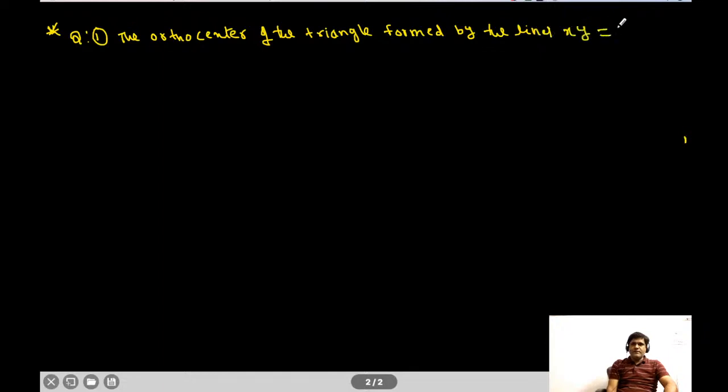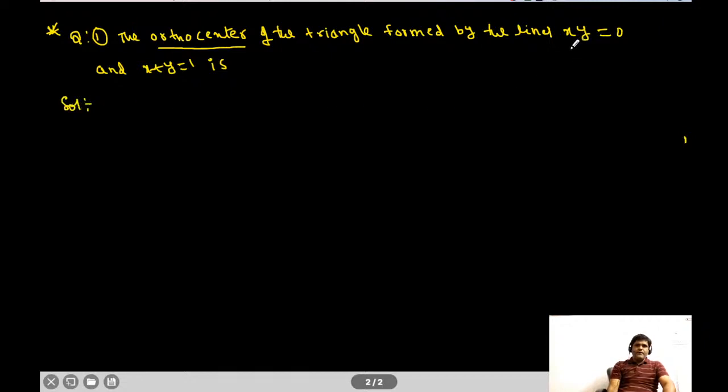The orthocenter. First question: the orthocenter of the triangle formed by the lines xy equals 0 and x plus y equals 1. This is the question.